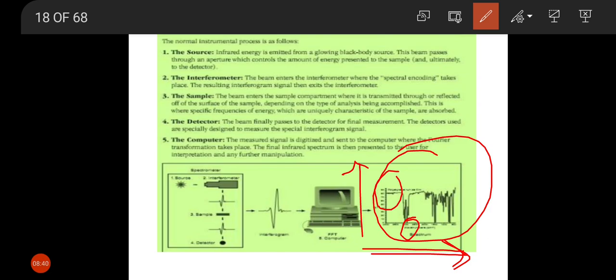Now coming to the second point: after absorbing the energy, the interatomic bonds of the sample molecule start vibrating. Vibrations are of different types, such as stretching and bending. We have already discussed that vibrations are of different types, stretching and bending, and each of these is again classified into two types.